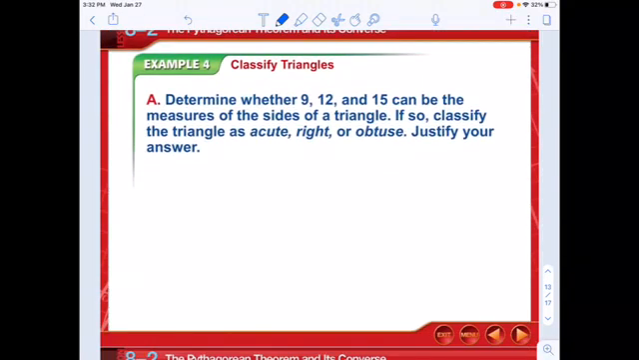So determine whether these can be the measures of the sides of a triangle, first of all, and if so, classify the triangle as acute, right, or obtuse. If you recall, the side lengths of the two shorter sides must be greater than the longest side, and this is perfect, so that checks out. It must be greater than, not greater than or equal to. So it is a triangle.